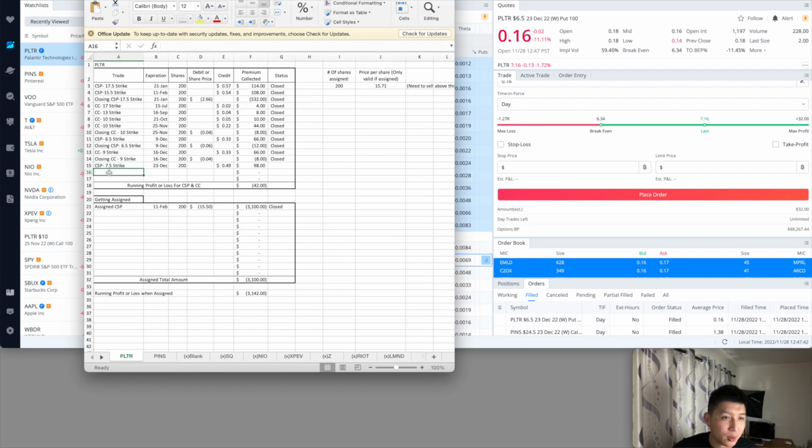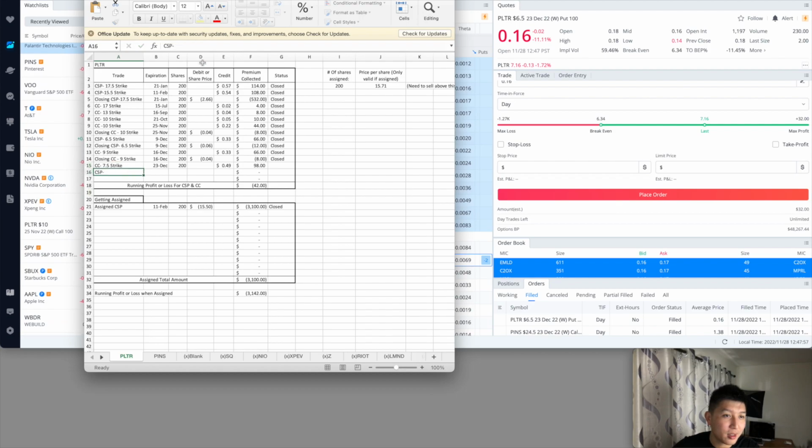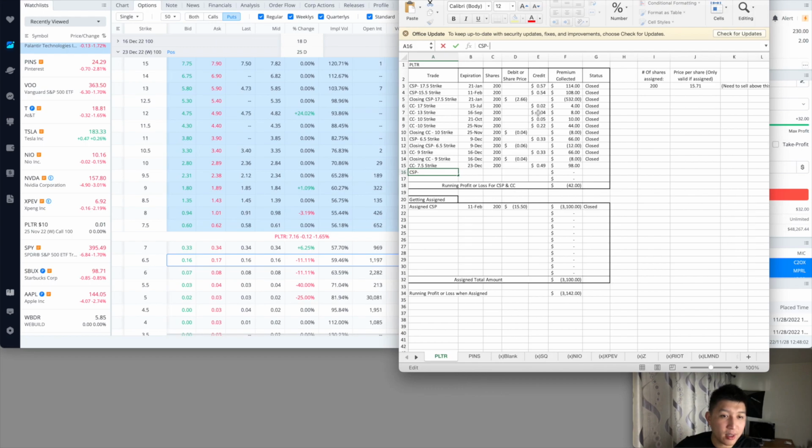So right now, let's go on the fill for Palantir, 0.16, and I did two. Oh, by the way, let me change this. This was a covered call. I don't know why I put CSP. So covered call right over here. And cash secured put, and it's 6.5 strike, December 23rd. So there you have it. I did another two right over here, even though I want to get rid of Palantir, but I'm just going to go ahead and do it anyways.